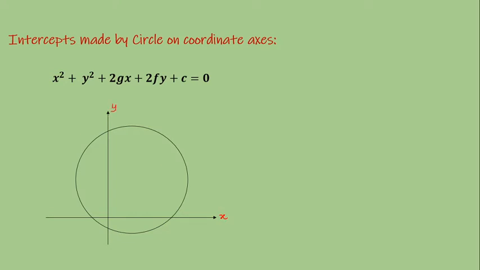Now what I mean by intercepts made by circle on coordinate axis. Say on x-axis circle cuts the x-axis at these 2 points. Now this length is called as x-intercept. And then these are the points on y-axis where circle cuts the y-axis. So this length is called as y-intercept.